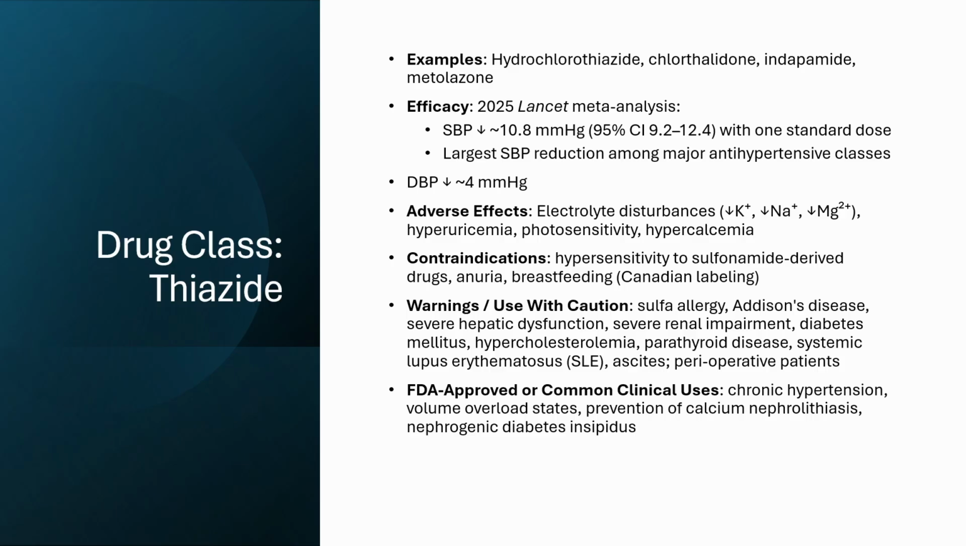Adverse effects include skin photosensitivity, electrolyte imbalances, hyperuricemia, and hypercalcemia. Some of its contraindications include hypersensitivity to sulfonamide-derived drugs, anuria, and in the Canadian labeling, breastfeeding. Some of its warnings include sulfa allergy, patients diagnosed with Addison disease, patients who are diabetic, hypercholesterolemia, parathyroid disease, and severe renal impairment. FDA indications include prevention of calcium nephrolithiasis, nephrogenic diabetes insipidus, volume overloaded patients, and chronic hypertension.